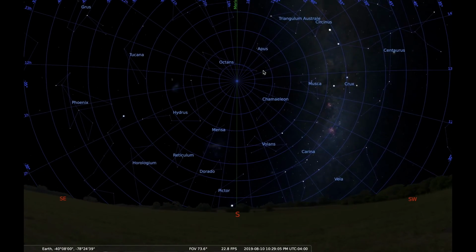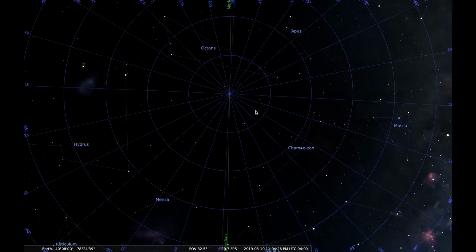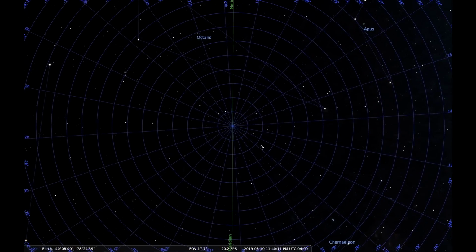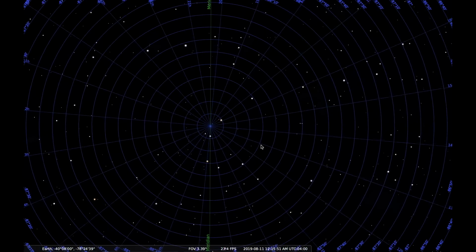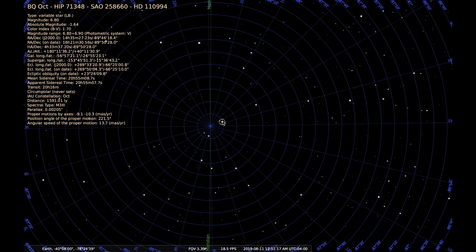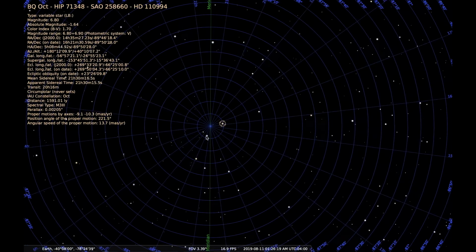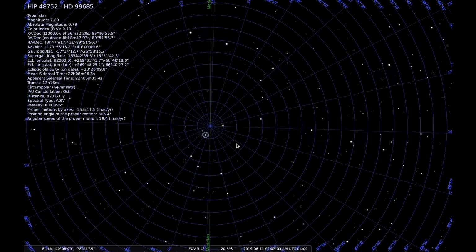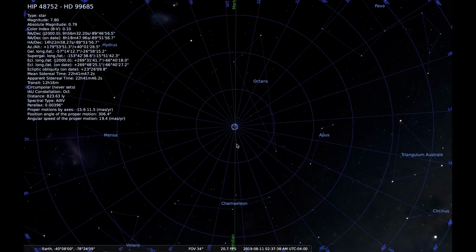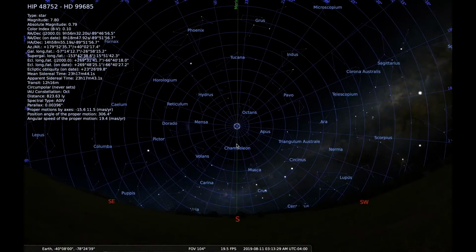But the problem is that there really isn't a North Star of the South. There really isn't. I mean, there are stars, of course, that are nearby, but they're very, very faint. This is a very faint star of magnitude 7. That's a magnitude 8 star. There are really no truly bright stars that are close to the south celestial pole.